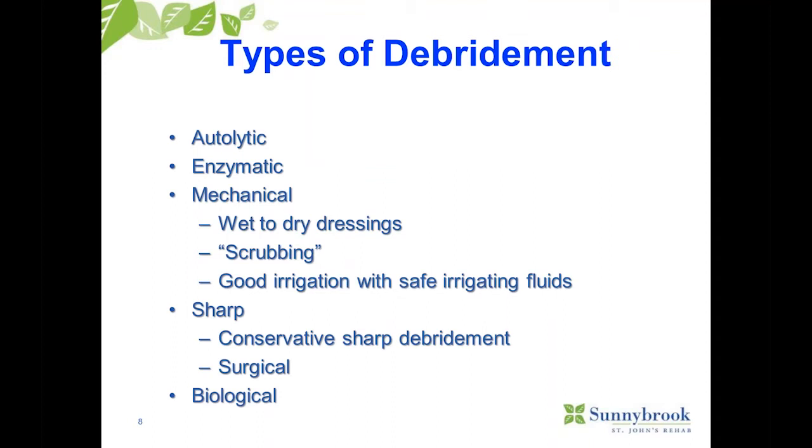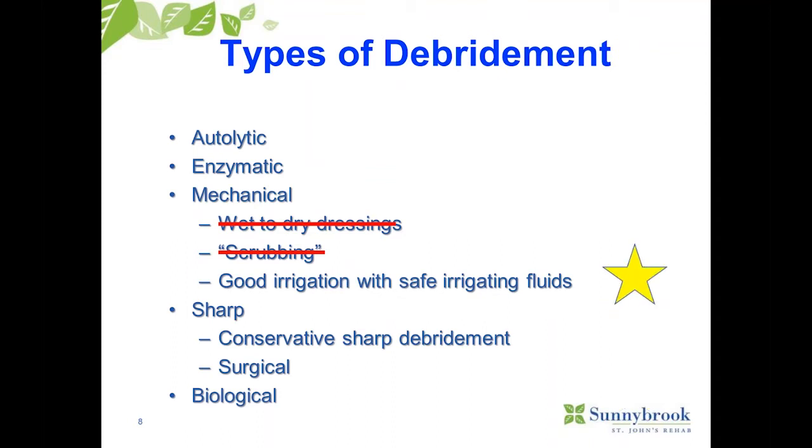Mechanical is commonly used: wet to dry dressings, sometimes scrubbing the wound, and good irrigation. I will tell you that we really do not like wet to dry dressings. It is very traumatic, and if you've got a chronic wound that is very slow to heal or start to close, just by taking off those dry dressings, you're removing whatever benefit had occurred. Scrubbing is not good because you're seeding the wound bed with bacteria. You're increasing risk of infection.